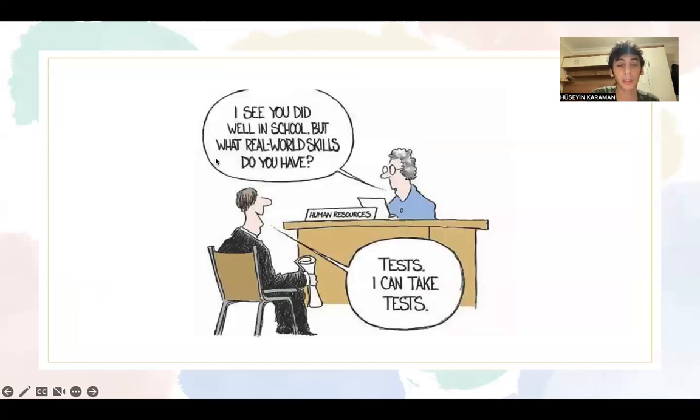And there is a caricature. "I see you did well in school, but what real world skills do you have?" "I can take tests." We do not want that in authentic assessment.